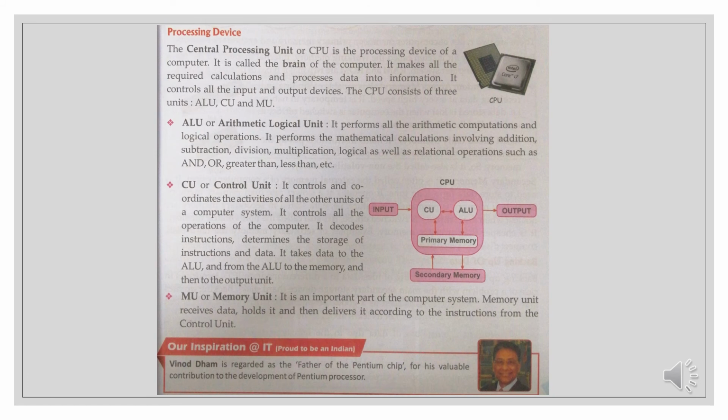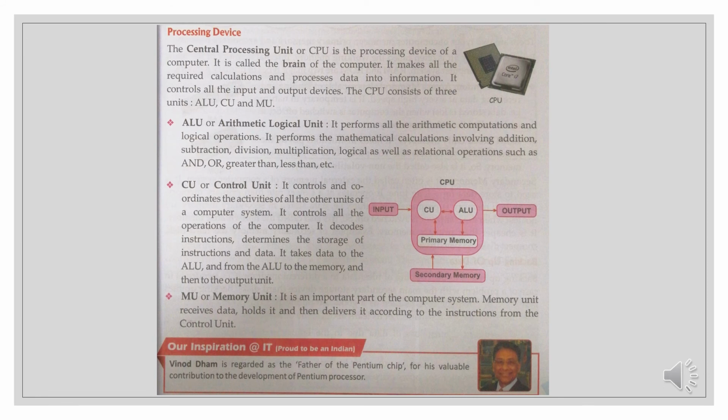The three units of the CPU are ALU, CU and MU. ALU means arithmetic logic unit, CU means control unit, and MU is memory unit. The arithmetic and logic unit performs all the arithmetic computations and logical operations. It performs mathematical calculations including addition, subtraction, division, multiplication, as well as logical and relational operations such as and, or, greater than, less than, etc.